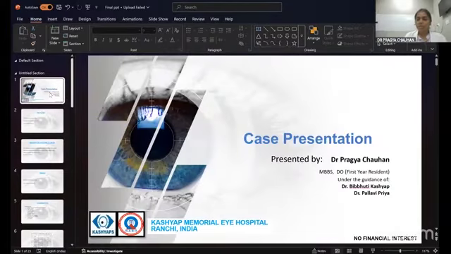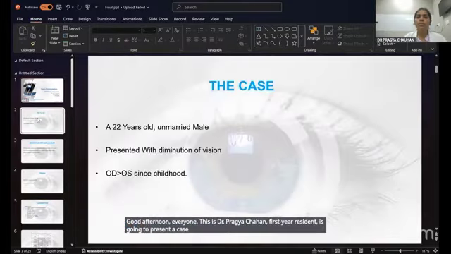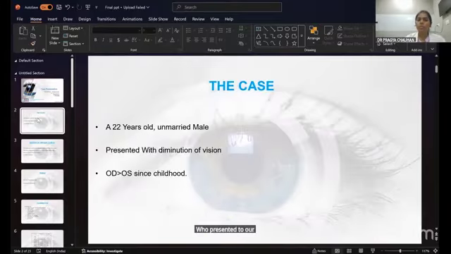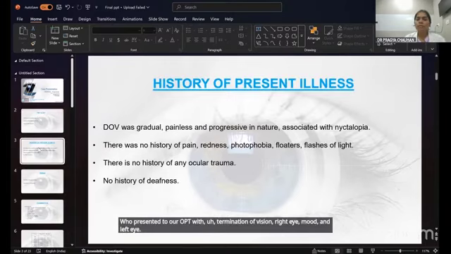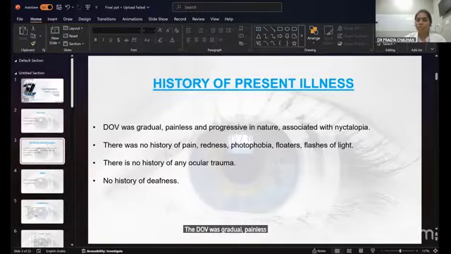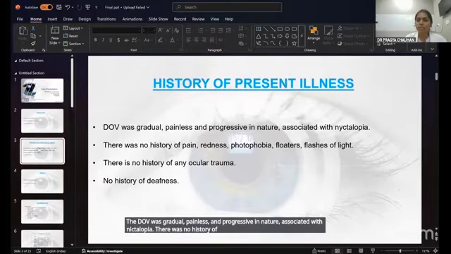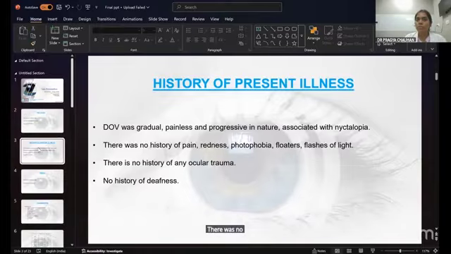Good afternoon, everyone. This is Dr. Pragya Chauhan, first year resident, going to present a case of a 22-year-old unmarried male who presented to our OPD with diminution of vision, right eye more than left eye. The diminution of vision was gradual, painless, and progressive in nature, associated with nyctalopia. There was no history of pain, redness, photophobia, floaters, and flashes of light. There was no history of any other ocular trauma.